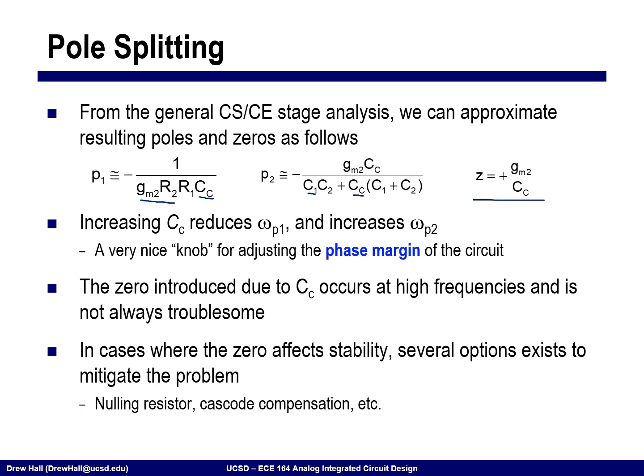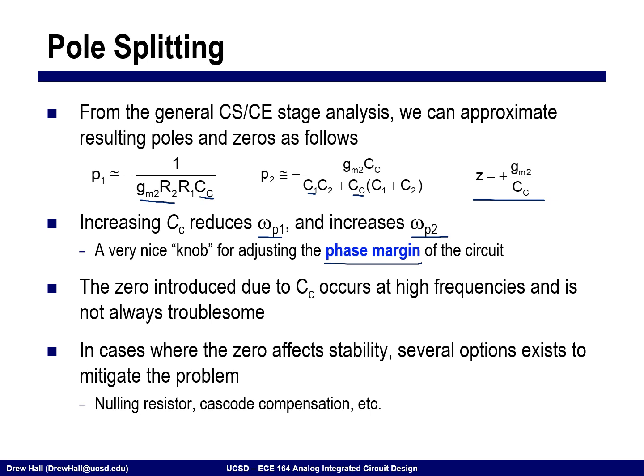Additionally, I also get a 0. For right now, let's not worry about the 0. We'll talk about how we can mitigate and deal with this in just a second. Okay. So what this does is this allows us a very nice way of using CC to reduce WP1 and increase WP2. What this means is this is how I adjust the phase margin of this circuit. If I want more phase margin, I need to push the poles farther apart, which means that I need to increase CC. Okay.